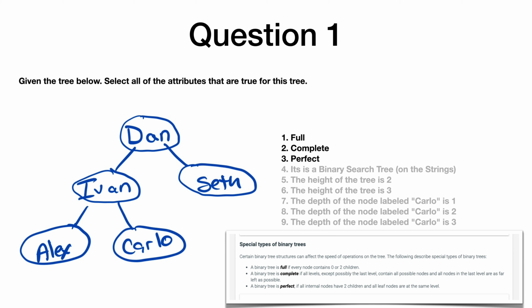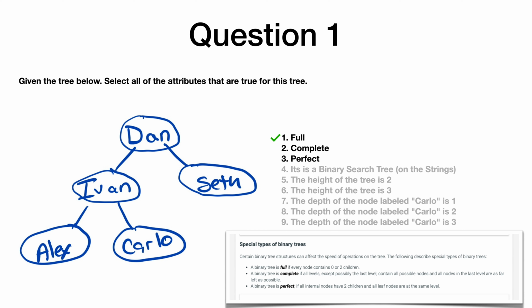The first question asks, is the tree full? Well, the definition of a full binary tree is if every node contains either 0 or 2 children. And if we look, myself and Ivan have 2 children, and everything else is a leaf, right? It has 0 children. So yeah, it is a full tree.